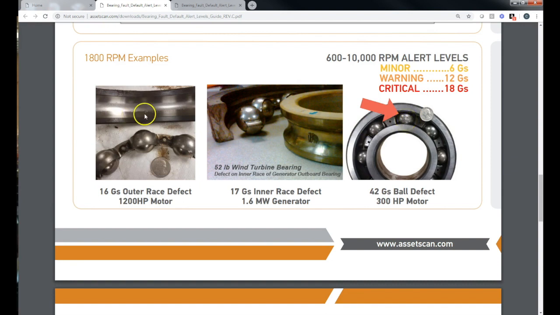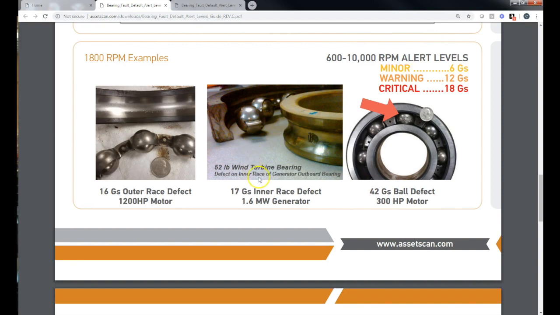Starting back to the left, the outer race fault was reading 16 Gs. This was a 1200 horsepower motor and a vacuum pump in a paper mill application. 16 Gs drove the customer to make a decision to change out this motor on their schedule, not the pump schedule. This was a significant effort to align your labor to change out a motor of this size, and so the alert provided them that early warning, that leading indicator, so that they could make the plans accordingly and change this pump or motor out on their next planned wash-up.